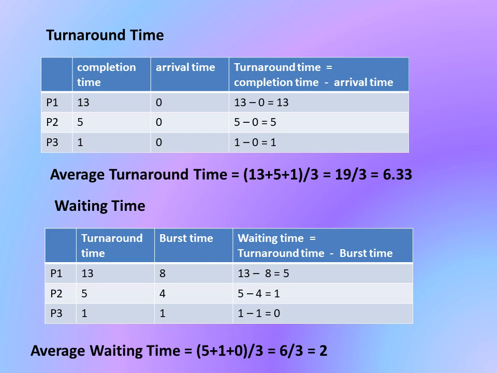Now let us calculate average waiting time. So average waiting time is equal to 5 plus 1 plus 0 divided by 3, that is 6 divided by 3, that is 2 seconds. So the average waiting time for the processes is 2 seconds.